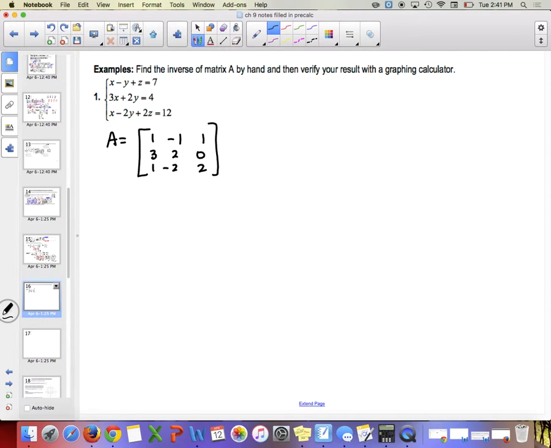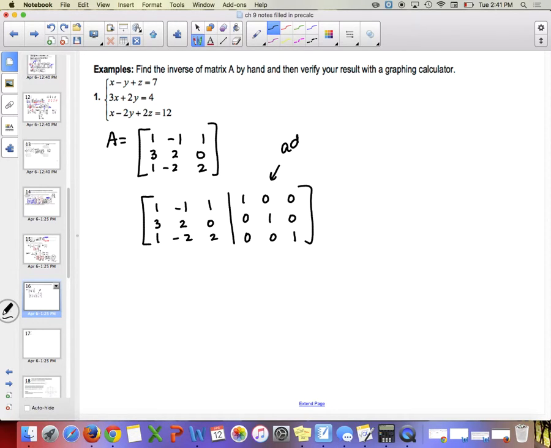If you want to find the inverse of it, you have to adjoin, meaning attach, the identity matrix. You put 1, 0, 0, 0, 1, 0, 0, 0, 1. So we are adjoining the identity. And then we do our Gaussian elimination, your favorite.